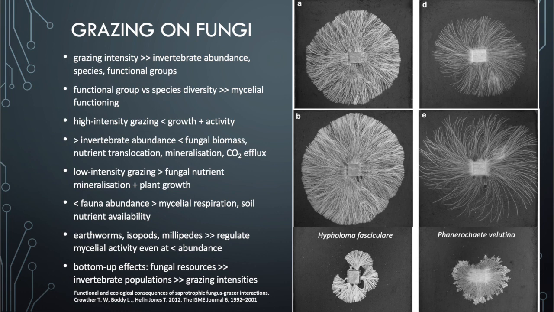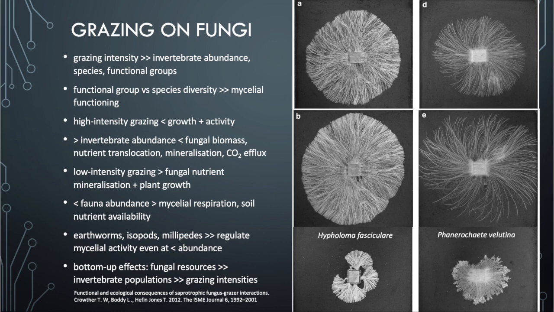So it is a bottom-up effect where fungal resources in the first place drive invertebrate populations and grazing intensities. So it really depends on the species of fungi as well as the organisms that feed on them and the resilience of the system and how much it can come back after being grazed. But really it's the fungi obviously being present that attract the types of organisms that eat them and influencing grazing intensity as a result. On the right, you can see an image where different grazing intensities are shown and how the two different species, Hypholoma fasciculare and Phanerochaete velutina, respond to grazing.